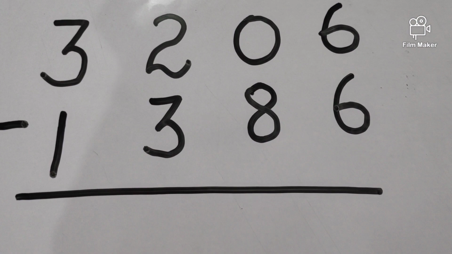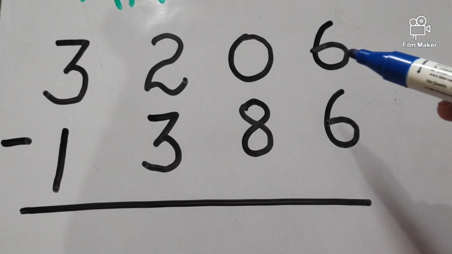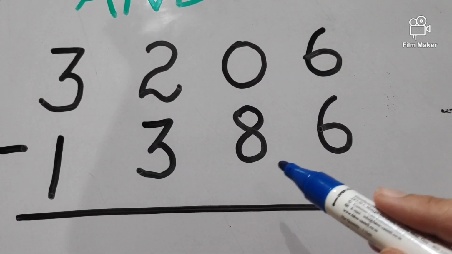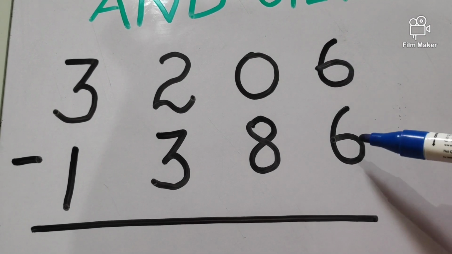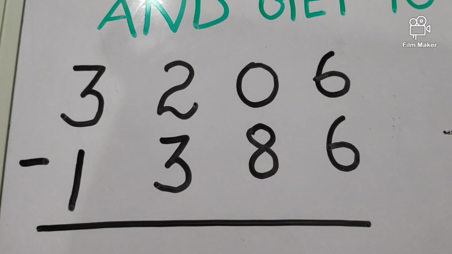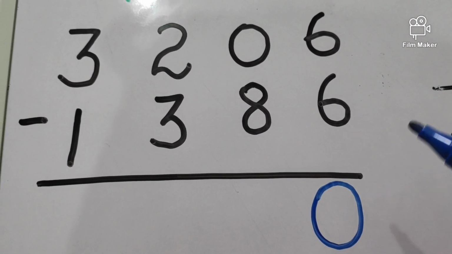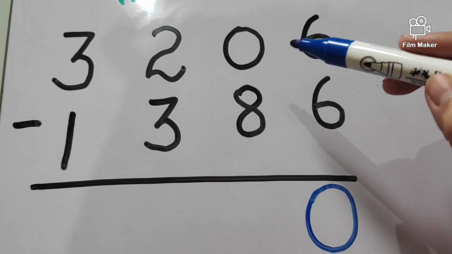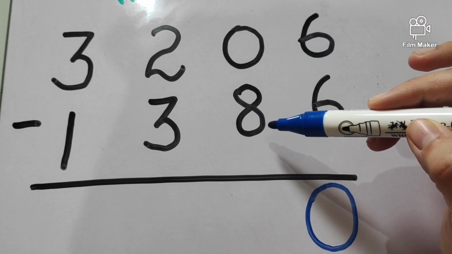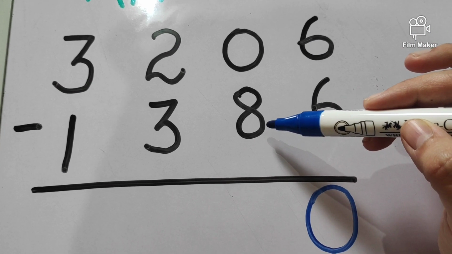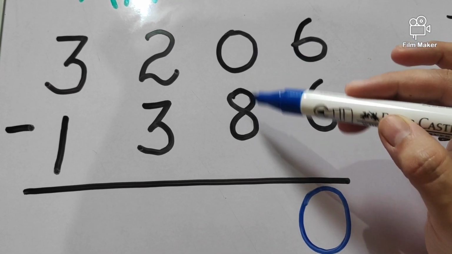Now let's take another one. 3,206 minus 1,386. So let's start with the ones digit. 6 minus 6. Numbers the same, 0 is the game. So the answer here is 0. Okay. 0 minus 8. So you can't subtract, children. You can't subtract a bigger number from a smaller number.